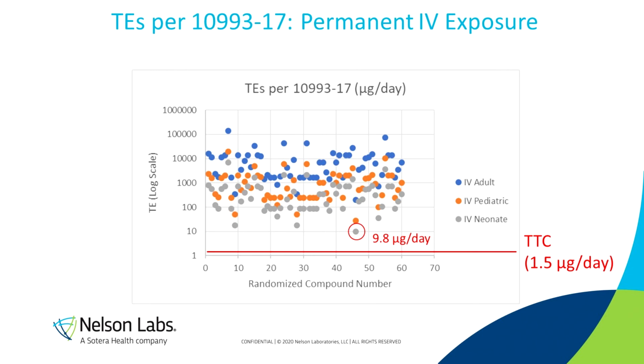So I took that same body of toxicological data and then applied it to the case of permanent exposure into the vascular system. And you can see, so something like a drug that's administered via IV, or you can think of a device like a stent. And even in the case when it's permanent exposure directly to the blood in a neonate, the lowest TE out of the entire set, spanning these 180 compounds that fit inside this concentration range, the lowest TE was 9.8 micrograms per day. So that's still significantly higher than the TTC of 1.5 micrograms per day.